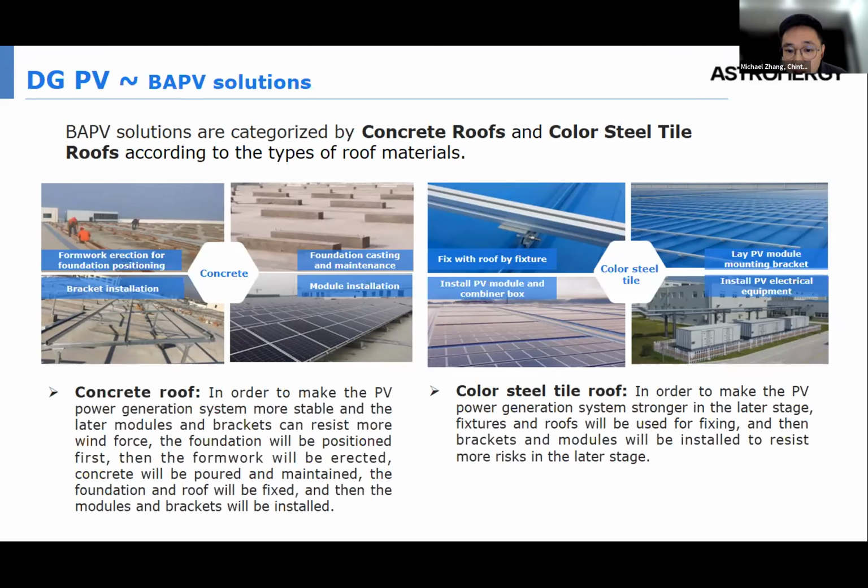The second type is the system installed on color steel tile. In this case, we must first observe the type of the color steel tile. For example, if we need to do drilling that destroys the surface of the rooftop, we will have a lot of problems after some years, especially water. So far there's not a very good solution for waterproofing.